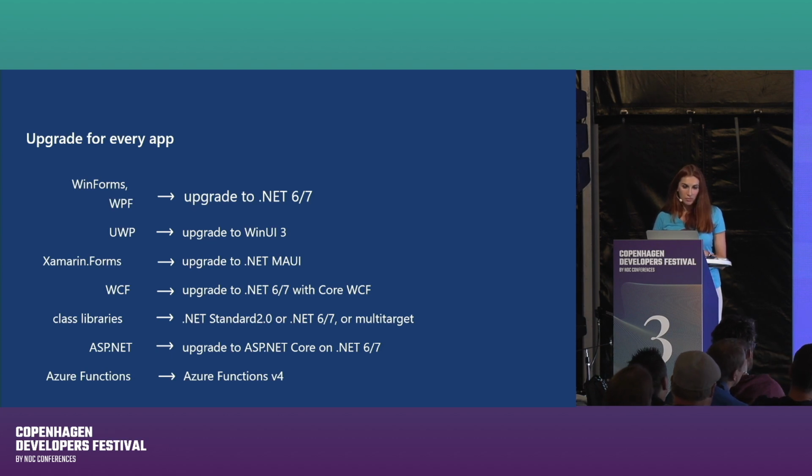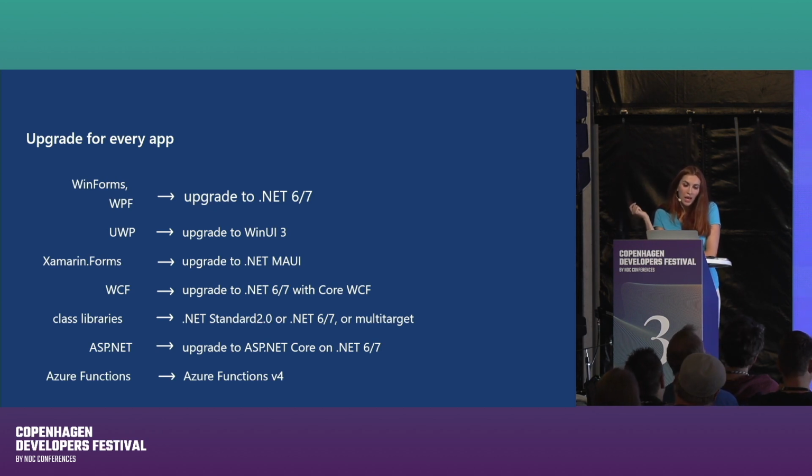So for WinForms and WPF, upgrade to .NET 6, 7, and 8 preview, where 8 will be long-term support, general availability in November. For UWP, you can upgrade to WinUI 3. You can also stay where you are, depending on what you prefer. For Xamarin.Forms, definitely recommending upgrading to .NET MAUI.